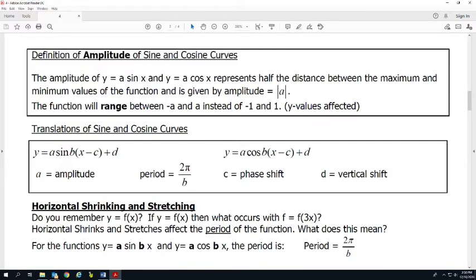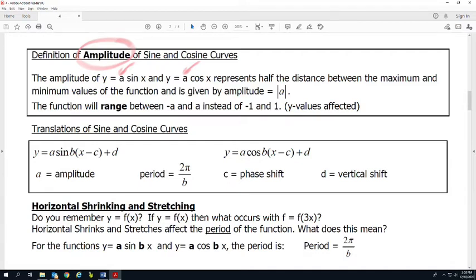Okay, let's talk about another key characteristic of the sine and cosine curves. Each of them has what we call an amplitude. You can change that amplitude when you do a transformation with this a value right here. The amplitude of the equation y equals a sine x and y equals a cosine x represents half the distance between the maximum and the minimum values.